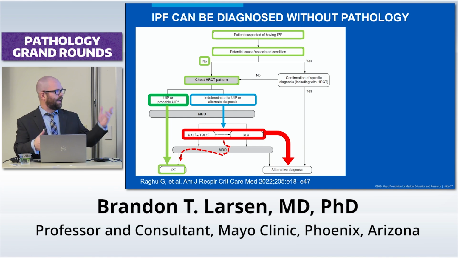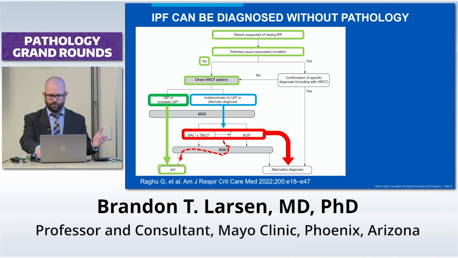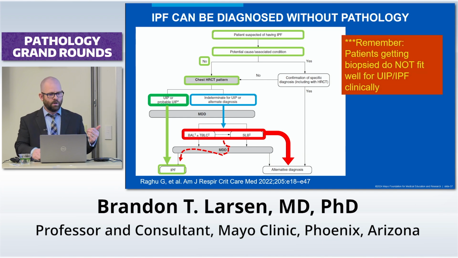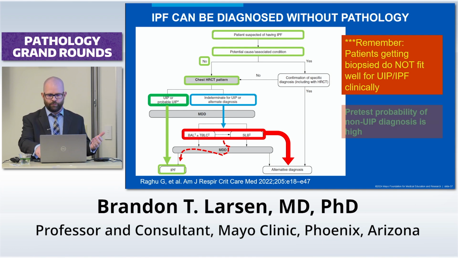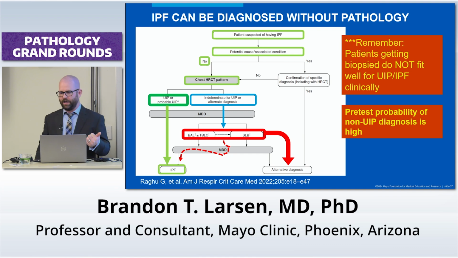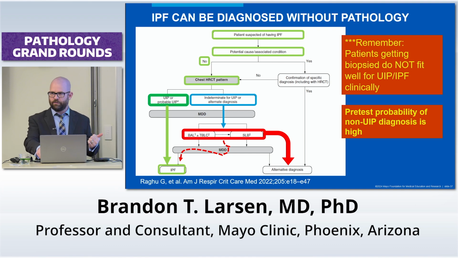And those classic cases of UIP are not going to be biopsied. So remember, when you get a biopsy on your desk, those patients have a biopsy precisely because they don't fit well clinically for UIP, IPF. Therefore, the pretest probability for a non-UIP diagnosis is probably significantly higher than it ever used to be. And our data has at least supported that idea.